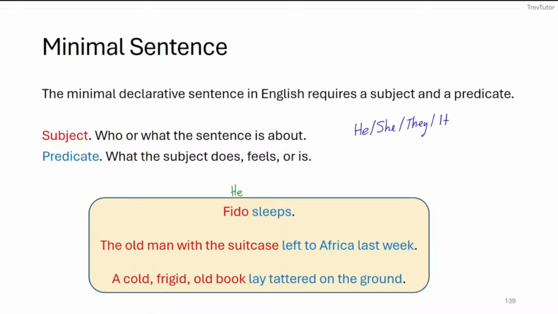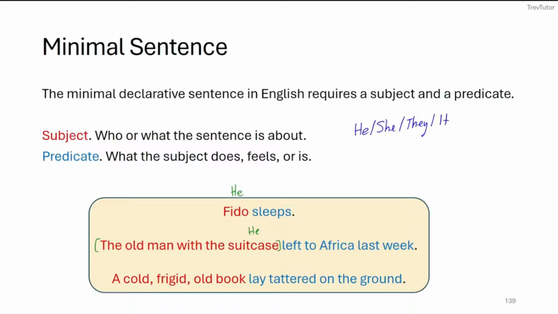The old man with the suitcase left to Africa last week. In this example, the old man with the suitcase is our subject. Again, we can replace this whole thing with the word he, and then we get the phrase or sentence, he left to Africa last week. So left to Africa last week is the predicate. It's telling us what the subject is doing.